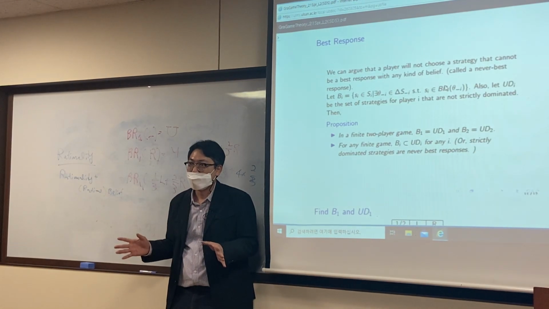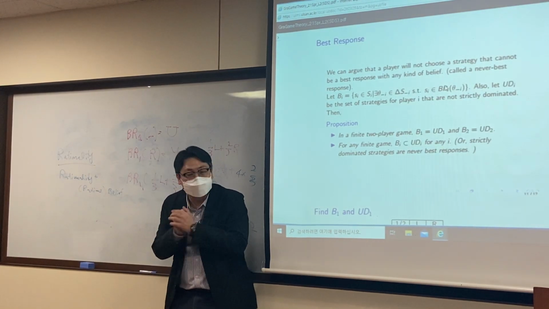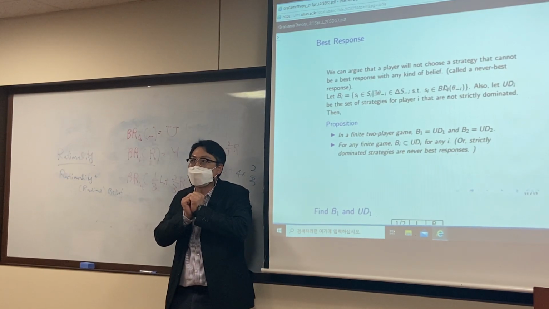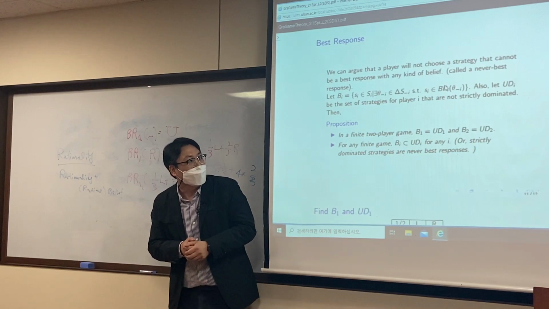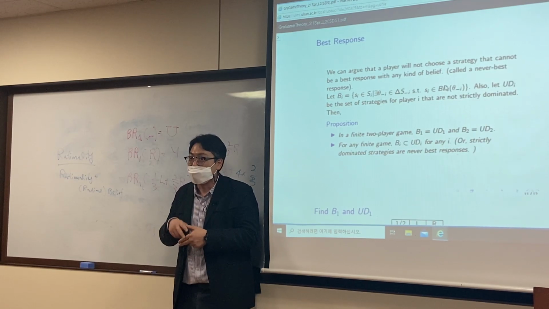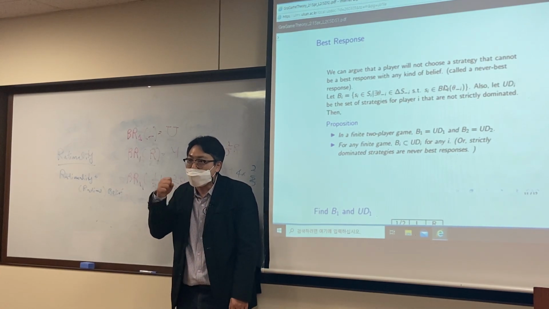Does it make sense? But for this concept in a finite two-player game, these two concepts are the same. A strictly dominated strategy is a never best response, and a never best response is a strictly dominated strategy. What it means is, if I'm not choosing a strictly dominated strategy, then I can find a rational belief that rationalizes this strategy. However, in any finite game of bigger size, a strictly dominated strategy is a never best response, but the reverse is not always true. I'm just introducing the basic concept of why I'm choosing this or why I'm not choosing this.